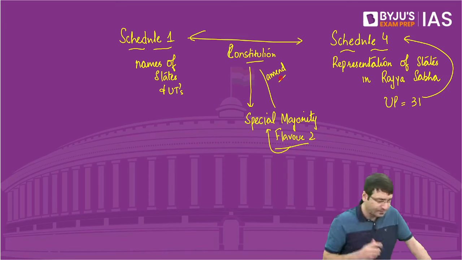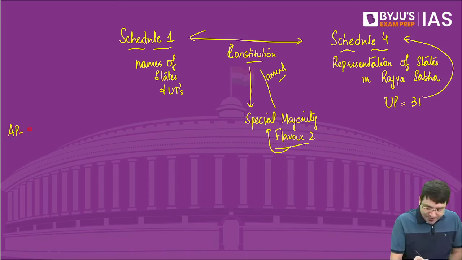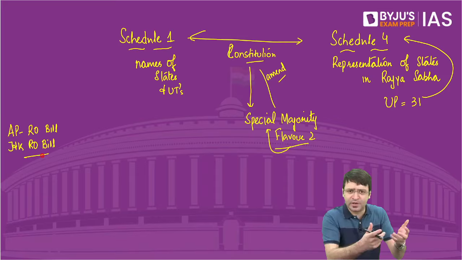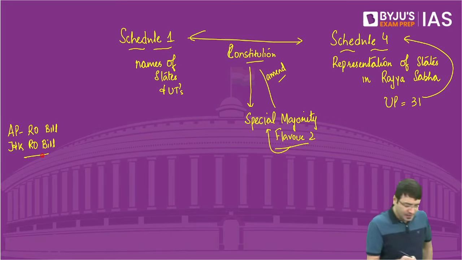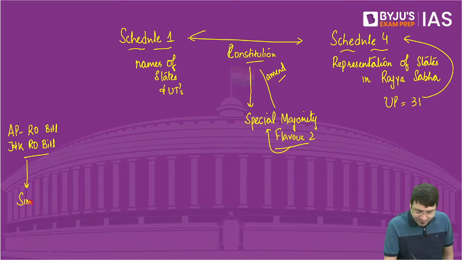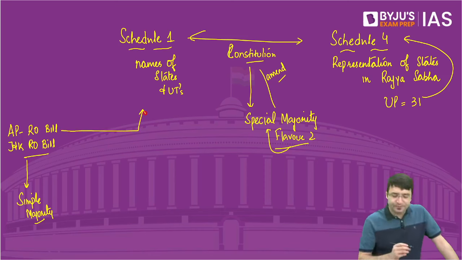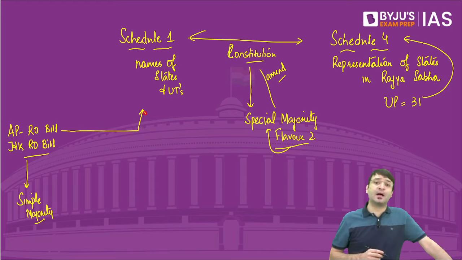Right or wrong? Right. Now we have Andhra Pradesh Reorganization Bill, or we have Jammu and Kashmir Reorganization Bill. Both these bills are required to do what? To alter the boundaries, to bifurcate the states of Andhra Pradesh and Jammu and Kashmir. Now, both these bills are passed by what type of majority? Simple majority. Right or wrong? Right. Now, Andhra Pradesh got split into Andhra Pradesh and Telangana.